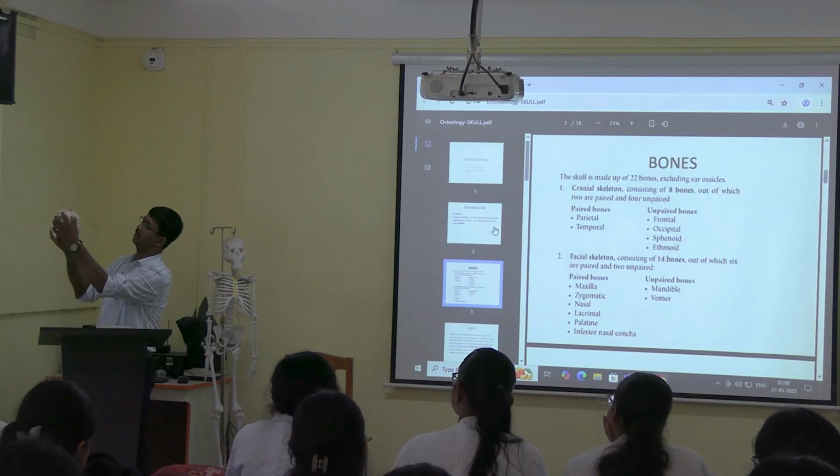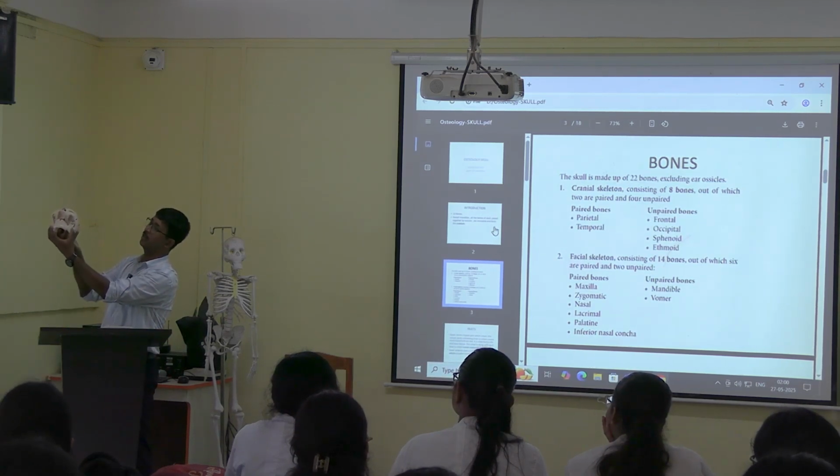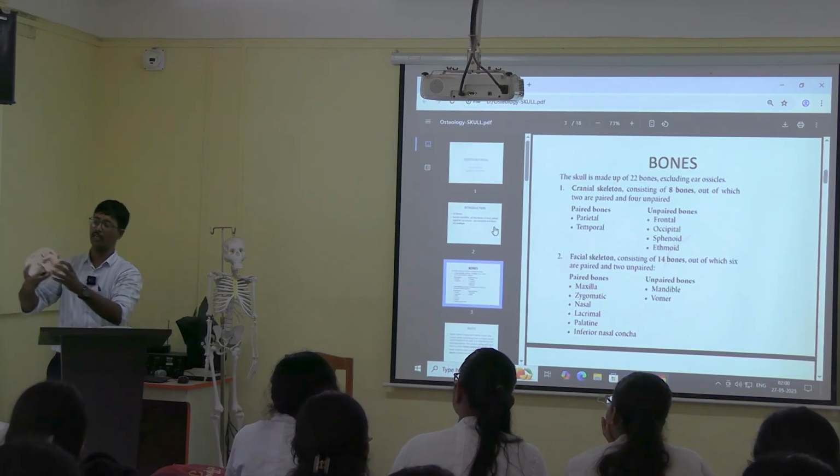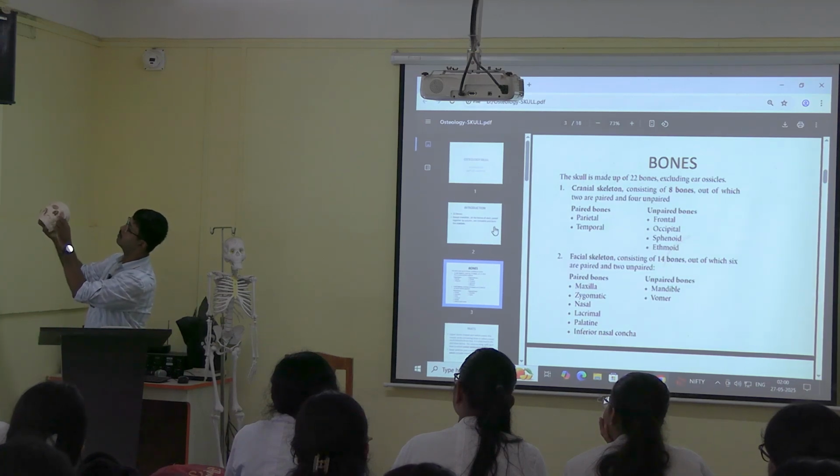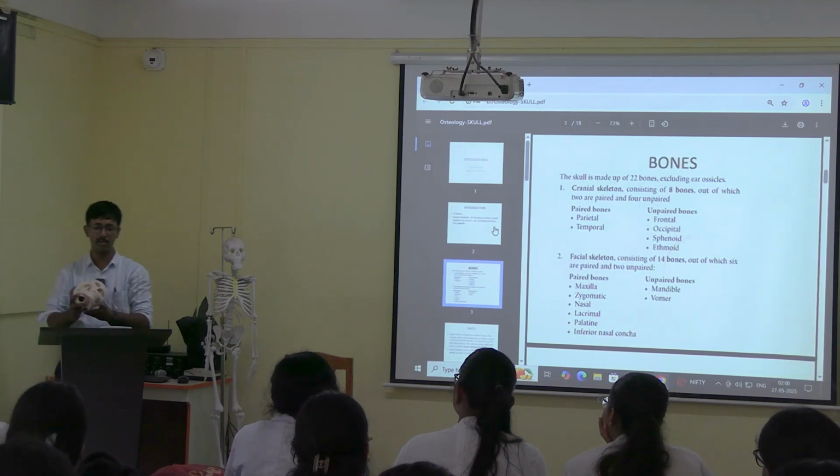This is the mandible. This whole bone is your mandible. Here is your maxilla. This part is your maxilla. Not required that much.